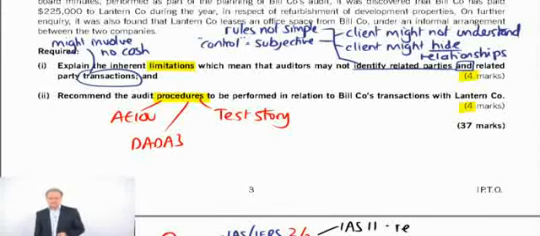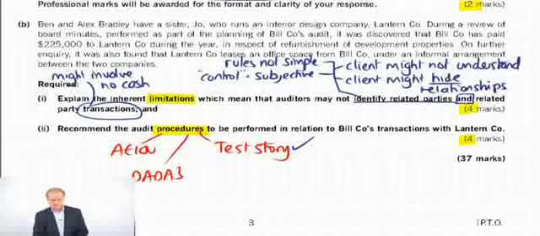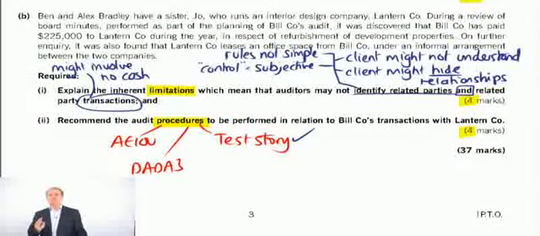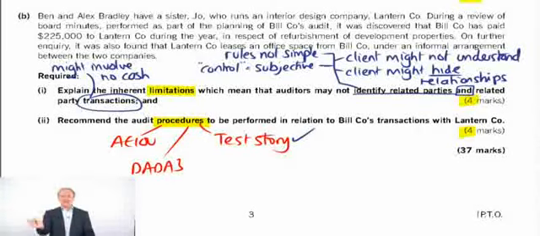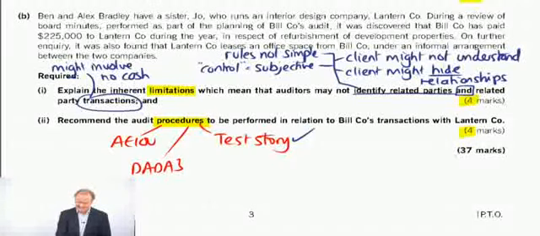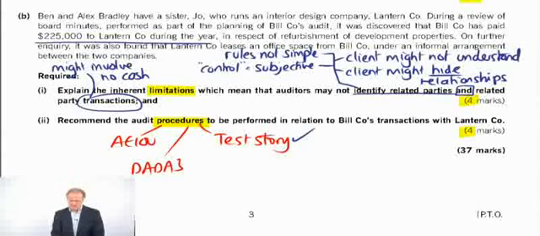Audit procedures in relation to Bill's transactions with Lantern. I would again go with this approach first. Let's go have a look at it. Test every fact, event, etc. So the two owners of this company have a sister who has an interior design company. During a review of board minutes performed as part of the planning, it was discovered that Bill has paid $225 to Lantern during the year.